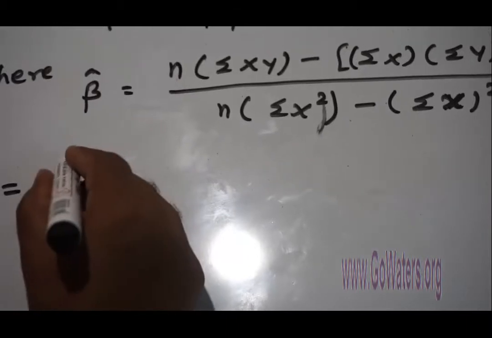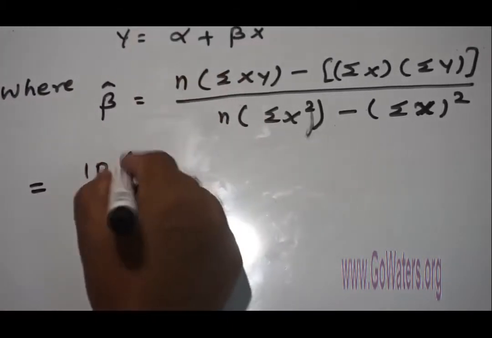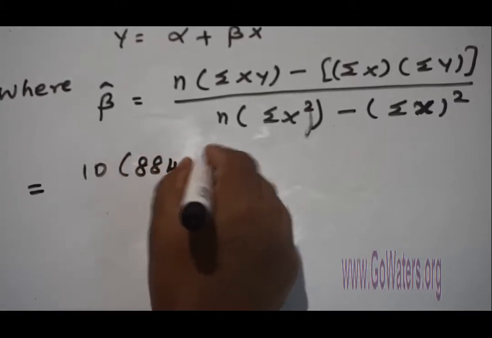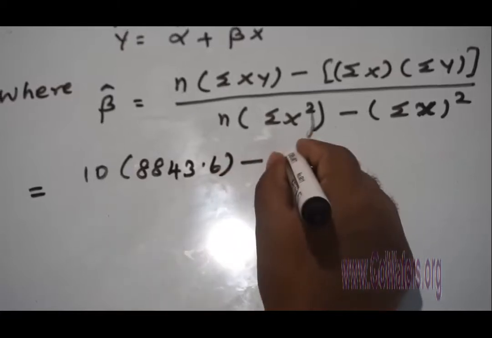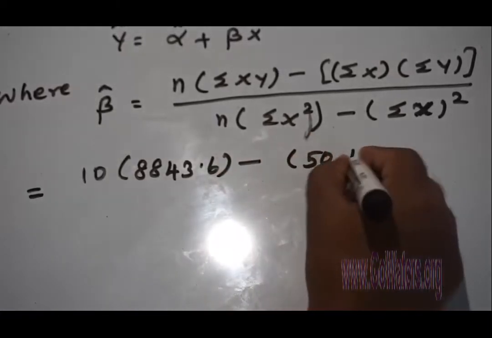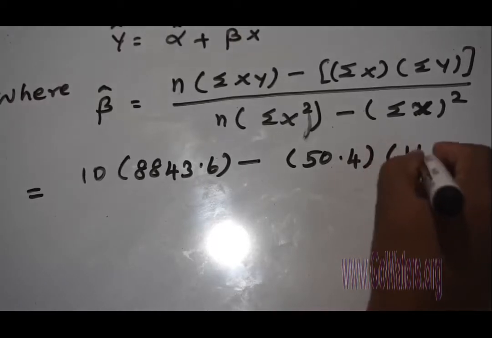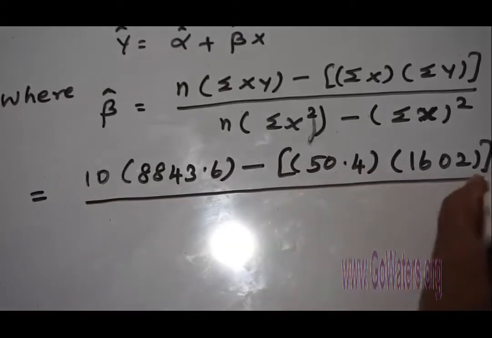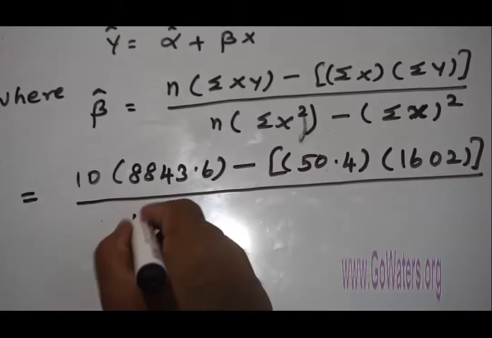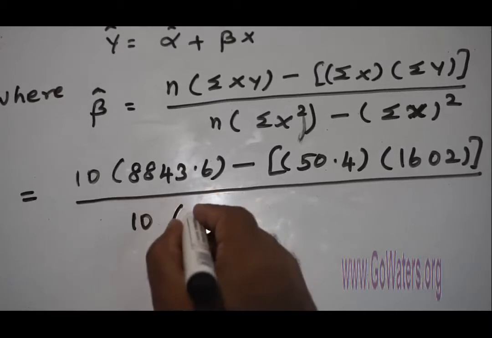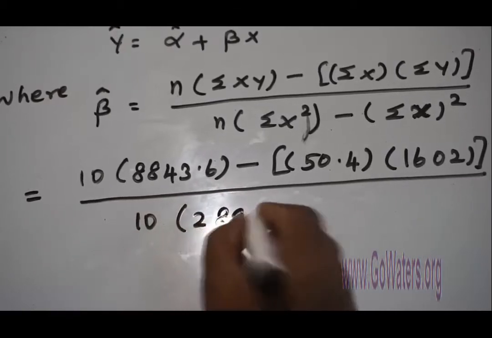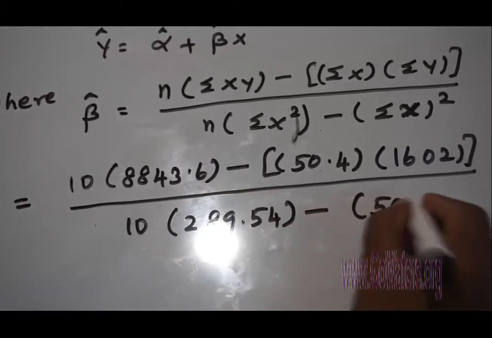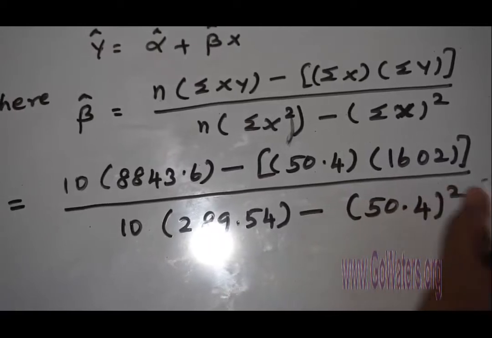So that is 10 times, n is 10, summation xy is 8843.6 minus 50.4 times 1602, the whole divided by n is 10 times summation x square, so that is 289.54 minus 50.4 the whole square.